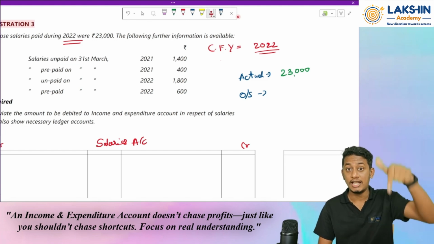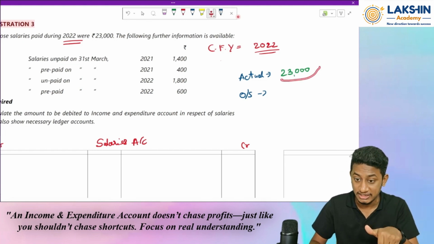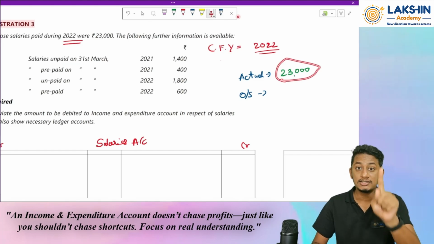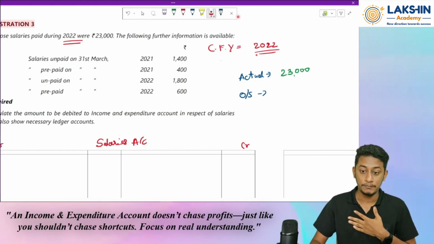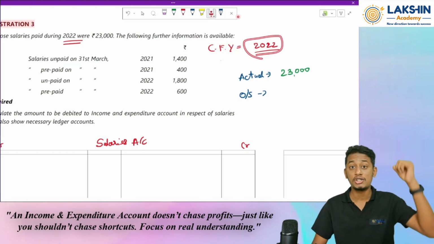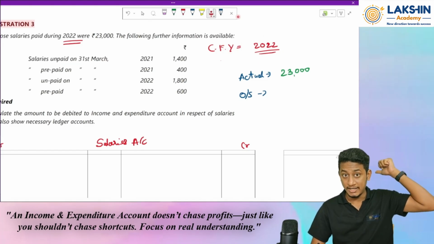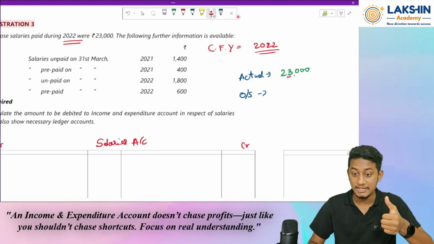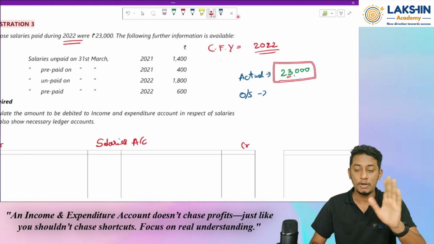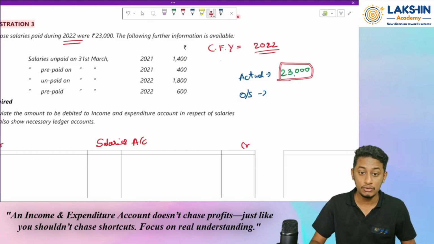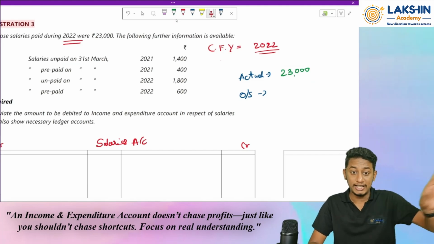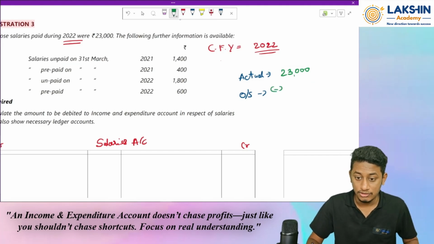That means it is paid in this year, so it is included in this year. Does this expense belong to this financial year 2022? No, it belonged to the previous year, where it was unpaid, and it has been paid in this year and shown in this part. So I need to take it off, reducing rupees 1,400.